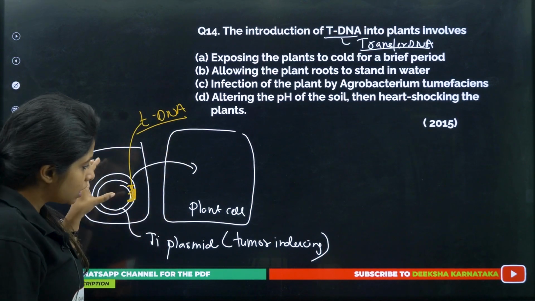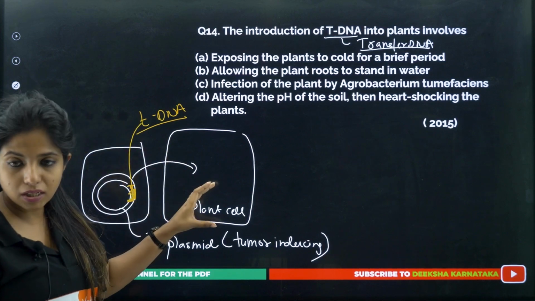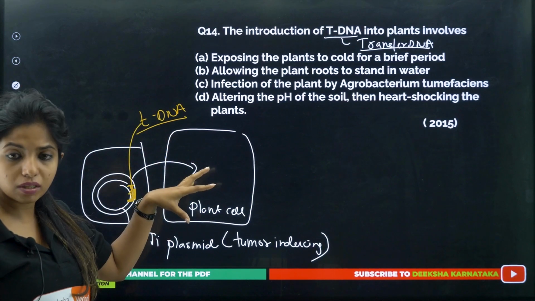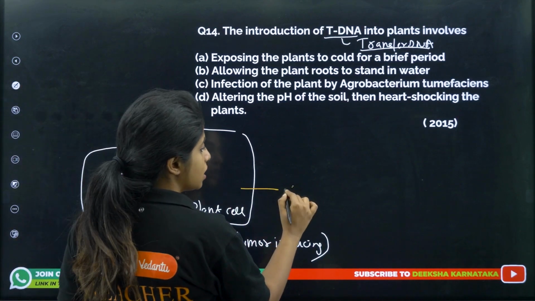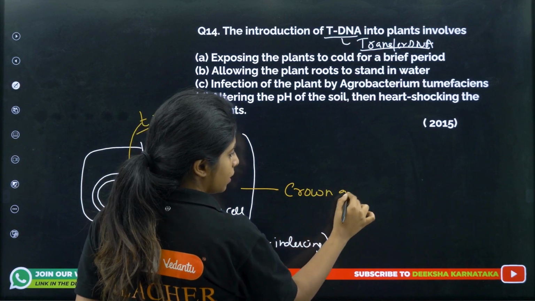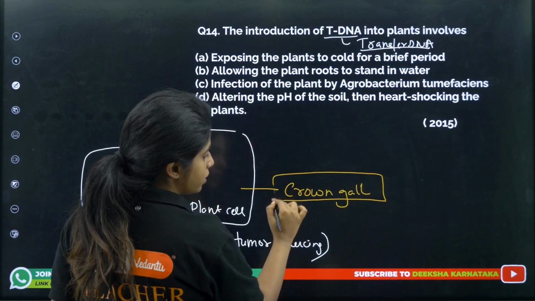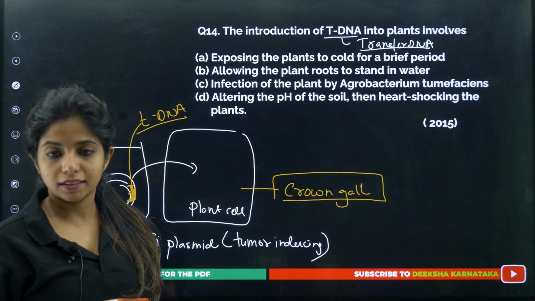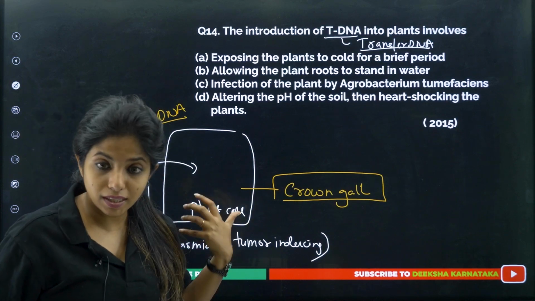So, when they naturally go and infect the plant cells, they cause a disease which is known as crown gall disease. It's cancer, it's a tumor that is being formed. What do you call it? Crown gall disease. Now, how do we use them as a vector?